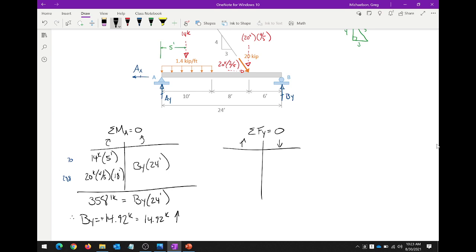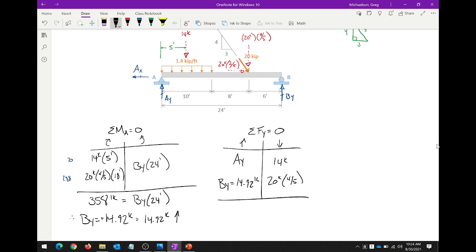Okay, so now we'll go ahead and do sum of forces in the y direction since we're doing vertical reactions already. Everything going up on the left, everything going down on the right. Going up, I've got AY and BY, but we already know what BY is, so AY. Going down, I've got 14 kips, and then 20 kips times 4/5. I'm not a format guy. If you wanted to put 16, that's fine.